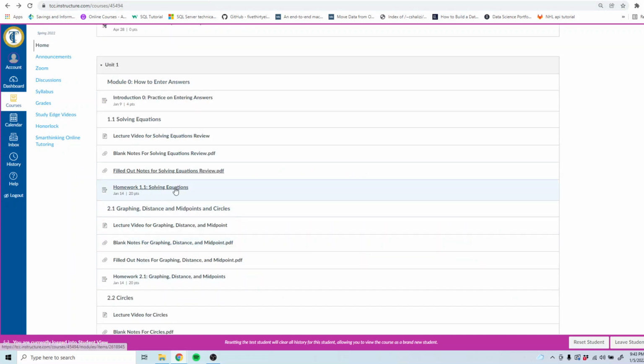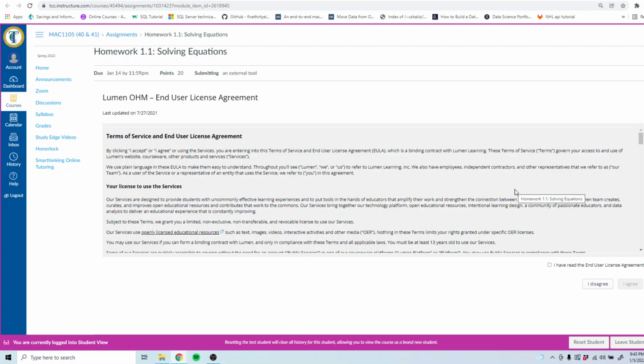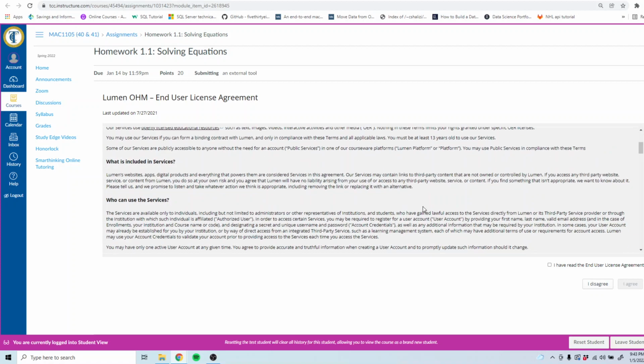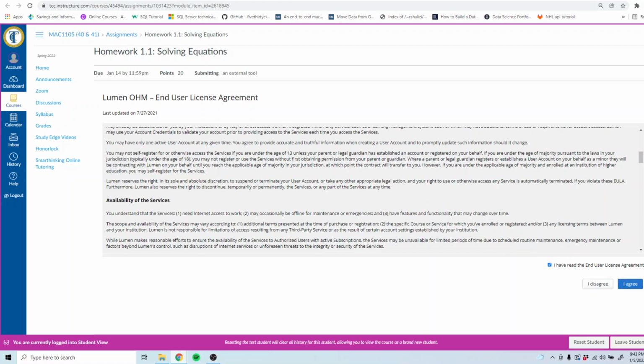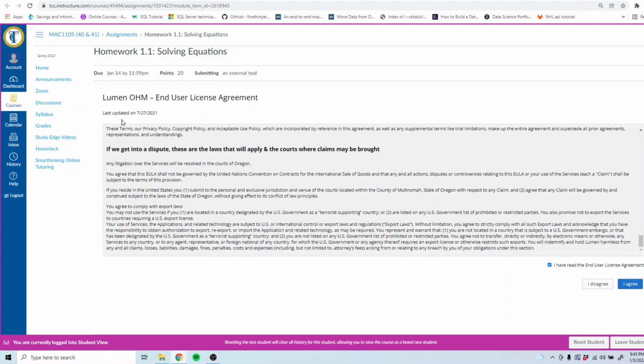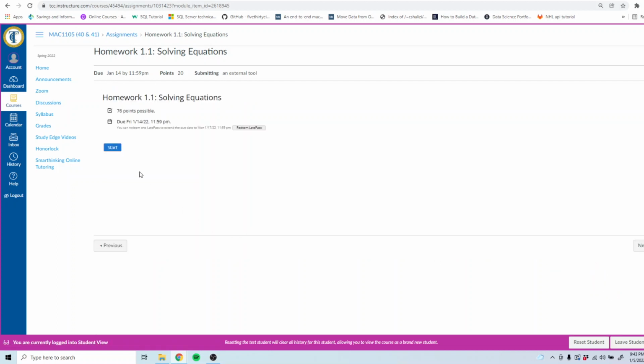So I'm going to go ahead and open a homework assignment. You just open it. You won't have to register or anything as long as you're on Canvas. All you have to do is say I have read this user agreement. Since I have a fake account, I always have to do this. You might not have to, but I just have to agree to it. And I can start.